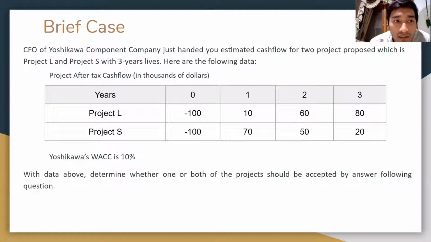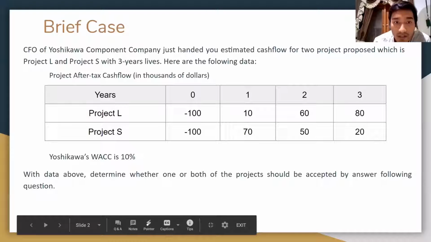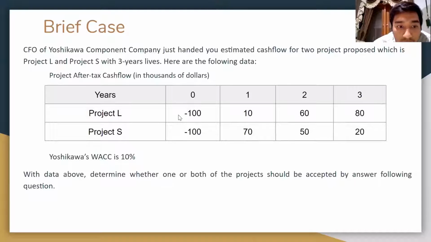Let's start with the briefcase. The CFO of Yoshikawa Component Company just handed estimated cash flow for two projects. The projects are Project L and Project S with a 3-year life. Here is the graph with an average cost of capital of 10%. With the data above, determine whether one or both of the projects should be accepted by answering the following questions.